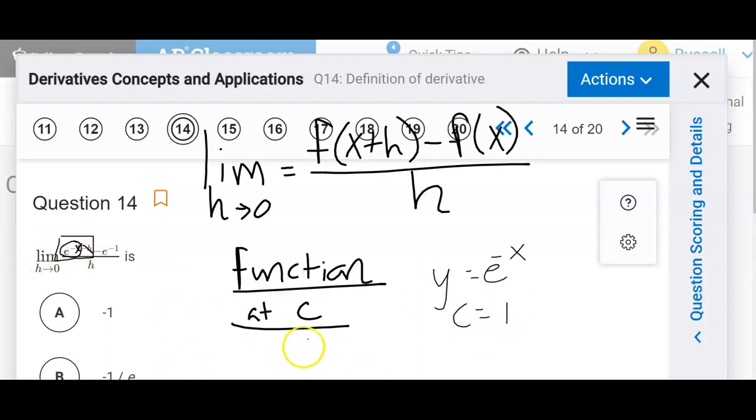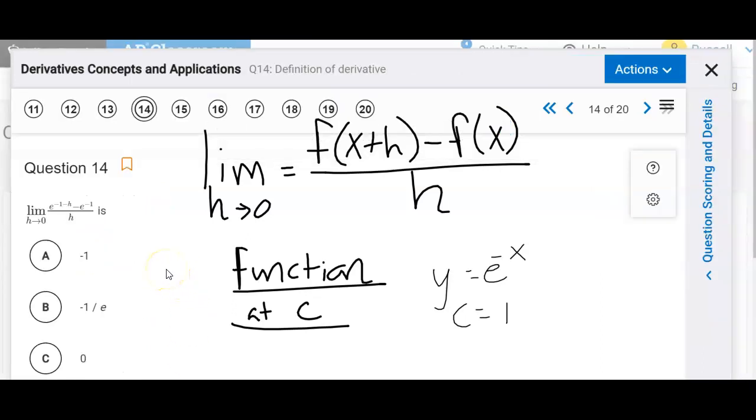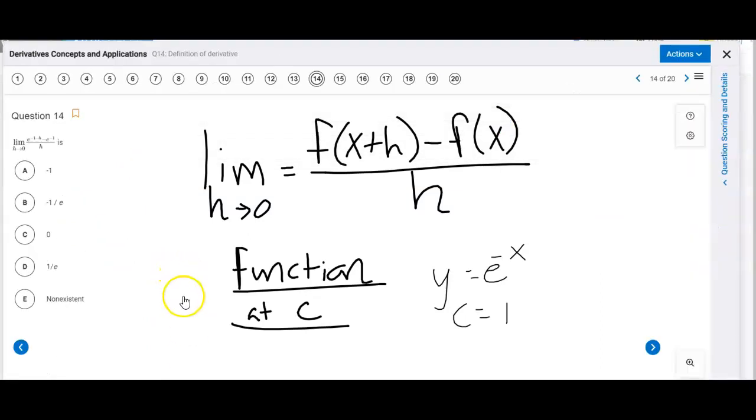So what this little mathematical representation here represents is the derivative of the function e to the negative x when x equals 1. So that's the same thing as saying, what is the derivative of e to the negative x when x equals 1? Okay, so that's our goal here. Once you can identify the function and what number it's at, go ahead and just find the derivative of that function and plug the number in.